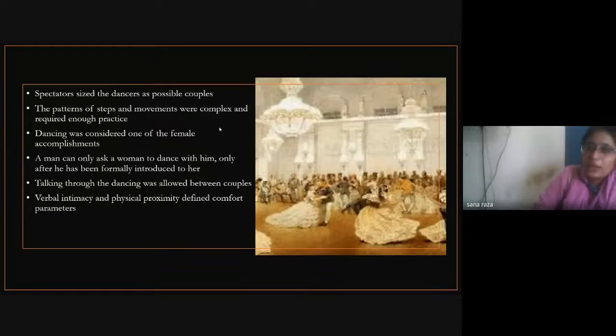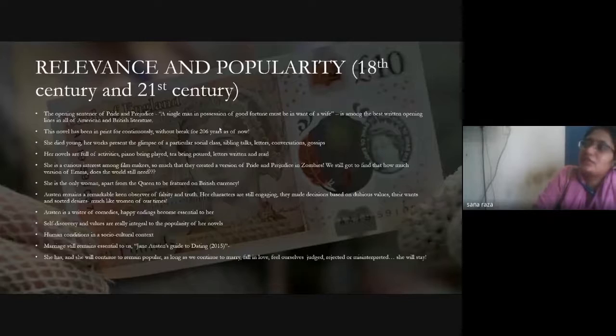Now I'm coming to the second key part of my topic, that is relevance and popularity from the 18th century to the 21st century. So what makes Jane Austen so relevant even today? The opening sentence of Pride and Prejudice is, a single man in possession of good fortune must be in want of a wife. This is among the best written opening lines in all of American and British literature. Also, this novel has been in print continuously without break for 206 years as of now. So this is such a demanding novel.